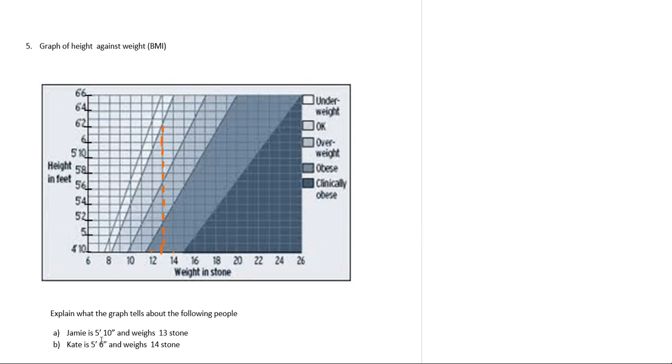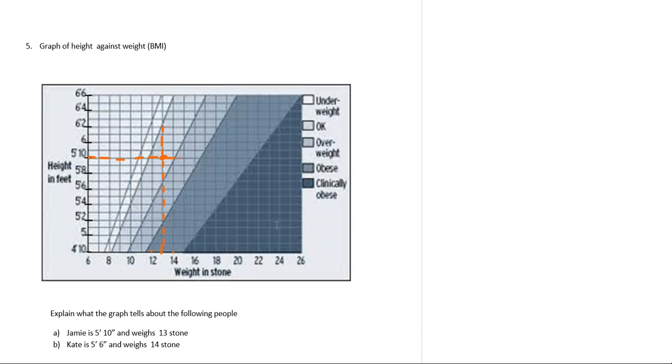And where does that meet 5'10"? There's 4'10", there's 5'2", 4, 6, 8, there's the 10 there. So I'll draw another line. And I just want to see where these meet. Okay, so they meet right here. And which zone is that in?